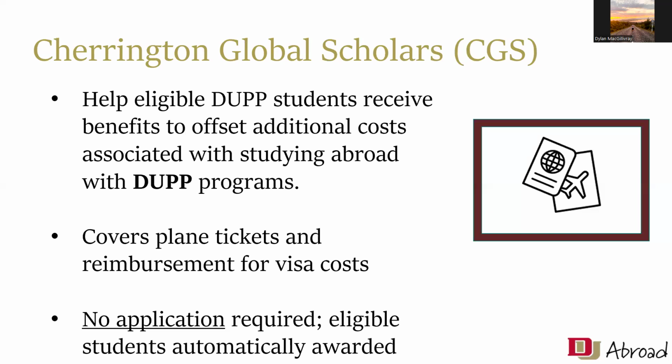Okay, Cherington Global Scholars. Now, this is the primary benefit that is offered through the Office of International Education. And it really is a benefit to help eligible DU partner program students receive benefits to offset additional costs associated with studying abroad with DU partner programs. So that will help eligible students offset those additional costs like flights, immigration, and local travel.